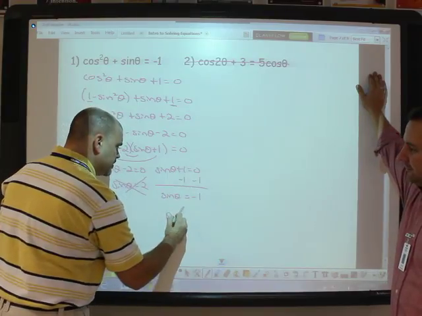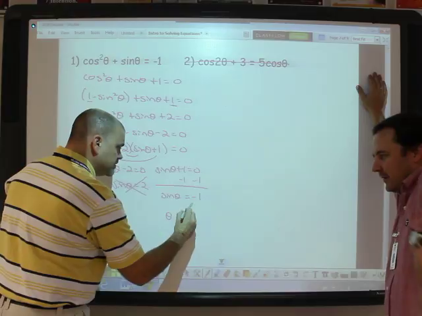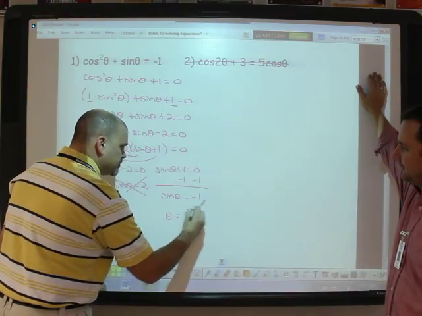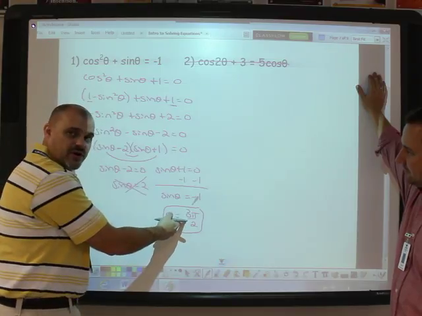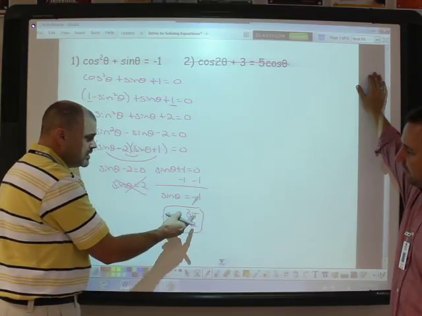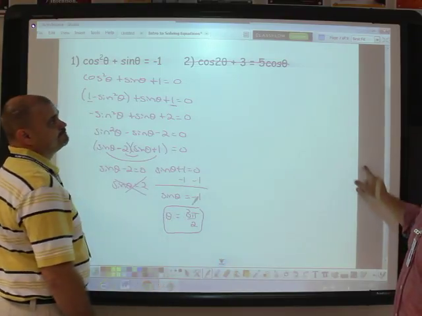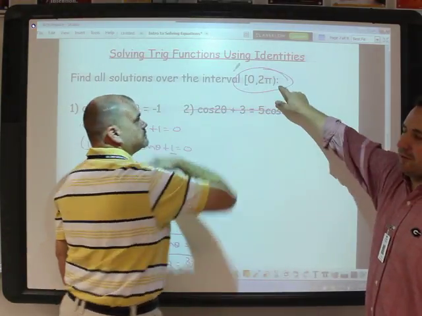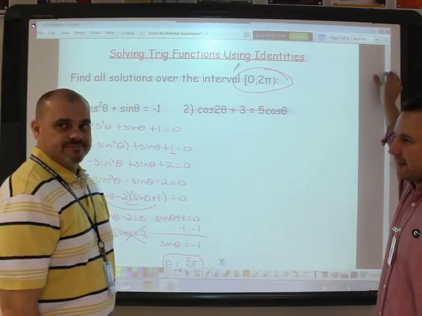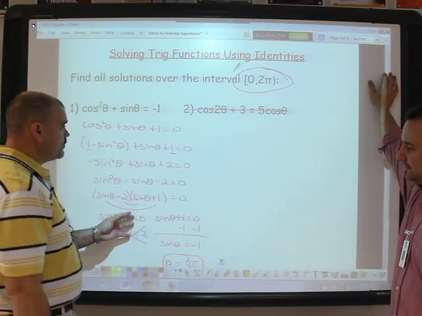And the only place that y is negative 1 is 3 pi over 2. Now there's a lot of places sine's negative 1: negative pi over 2, 3 pi over 2. But those are all coterminal. And if you scroll up a little bit, we saw our solutions had to be within the interval 0 to 2 pi. Exactly. So be careful with these.